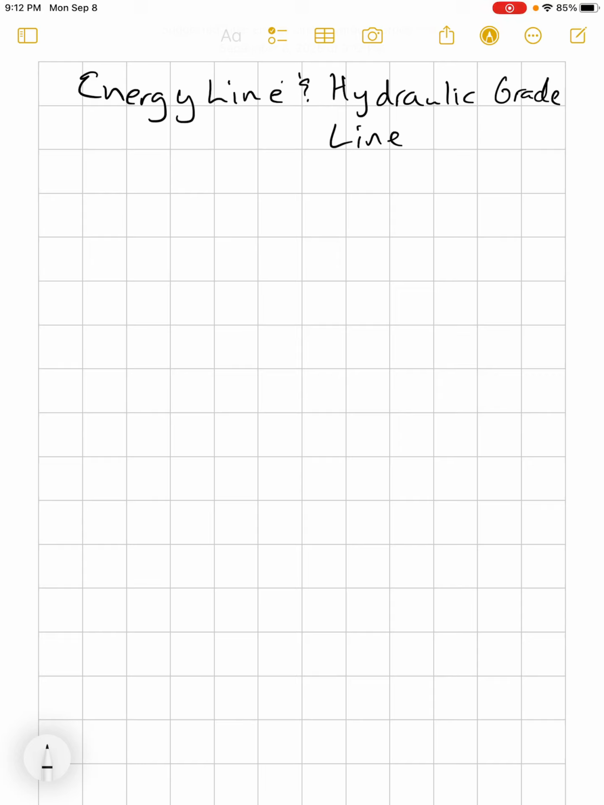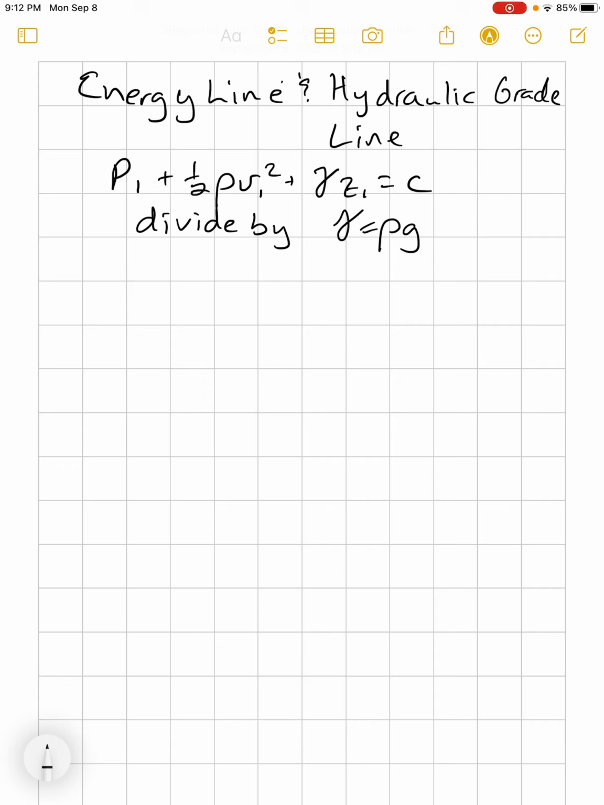So we're going to start out with Bernoulli's equation, and then we're going to divide by the specific weight. So we've got Bernoulli's equation, P1 plus 1/2 rho V1 squared plus gamma Z1 is equal to a constant along a specific streamline. And we're going to divide by the specific weight. So gamma is equal to rho times g. Okay. And that's going to leave us with this equation.